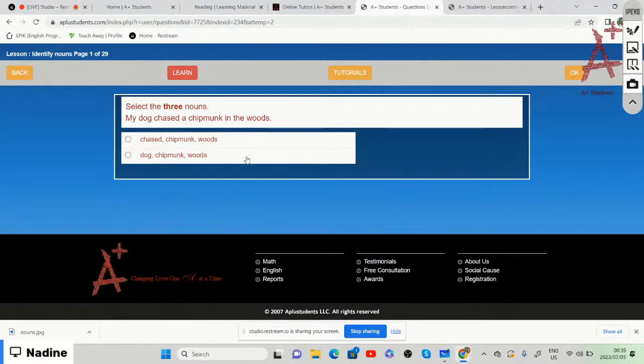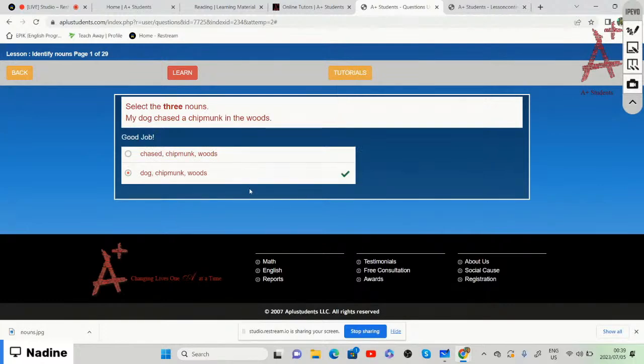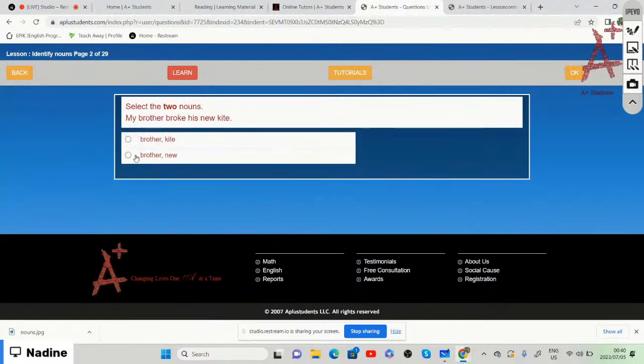All right. If you select option two, then that is correct, because it's dog, chipmunk, woods. Already the first word within option one, chased, is not a noun. If you have option two, then that is correct.